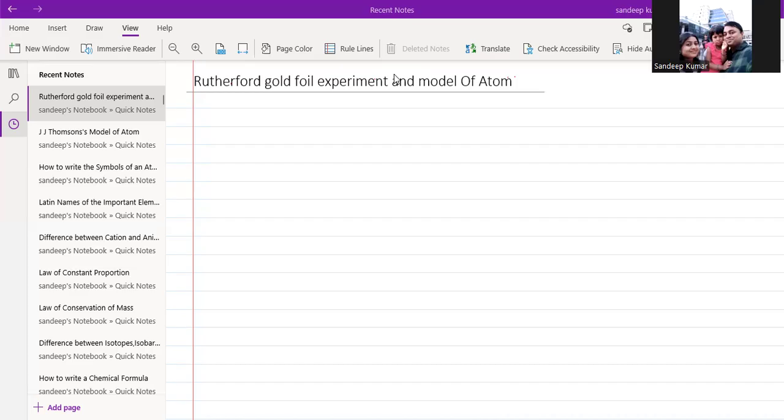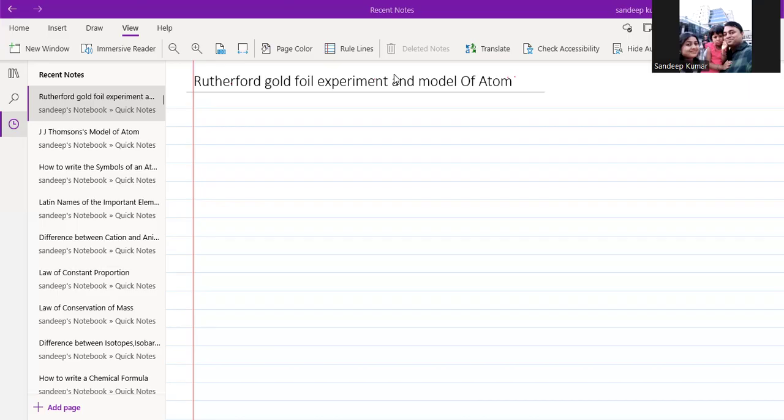He concluded that most part of the atom is empty, and there is some small positive charge present at the center of the atom. That positive part, he told, is the nucleus. In this way, the nucleus was discovered by Rutherford. After this experiment, he gave his model of atom, which we'll see one by one.